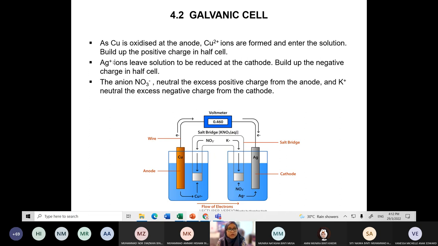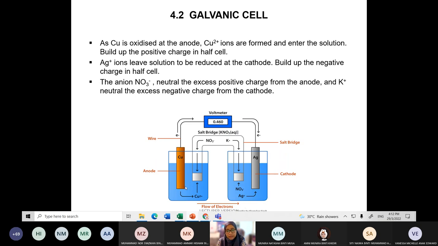As copper is oxidized at the anode, copper 2 plus ions are formed and enter the solution, and this will cause the buildup of positive charge in the half cell. So this is what is meant by charge buildup. It is the same for silver: Ag plus ions leave the solution to be reduced at the cathode.